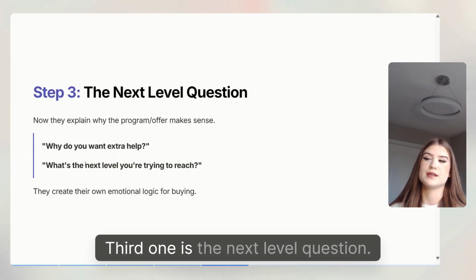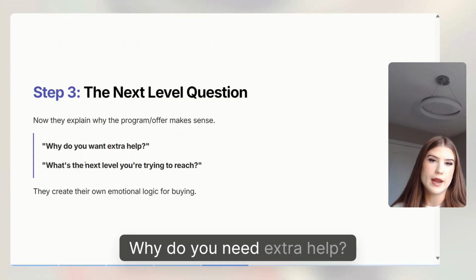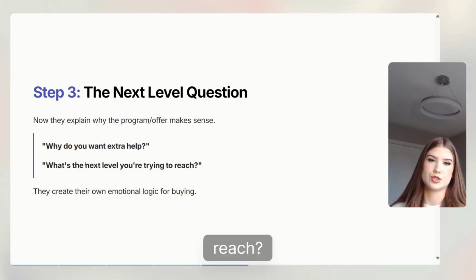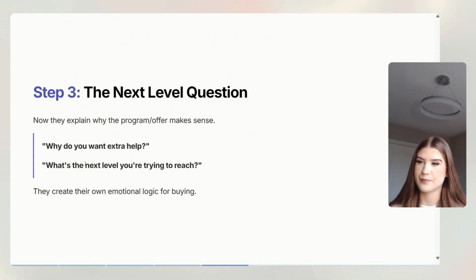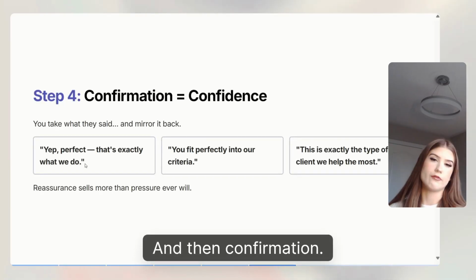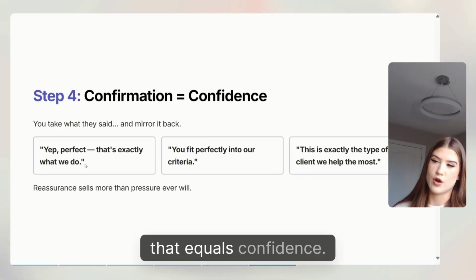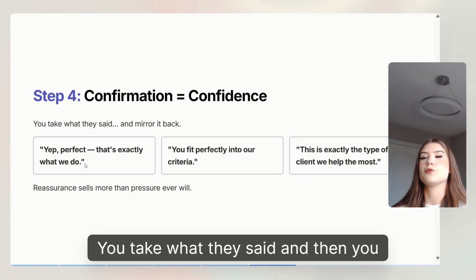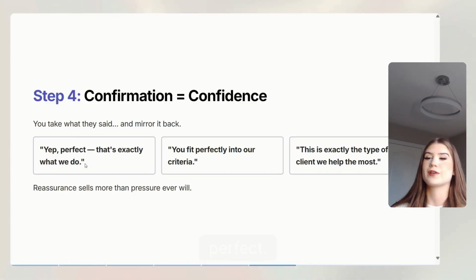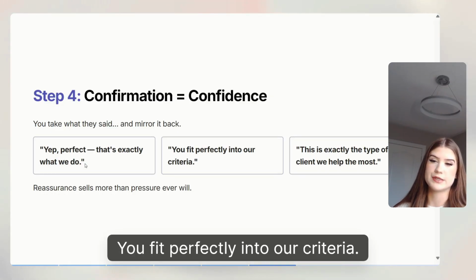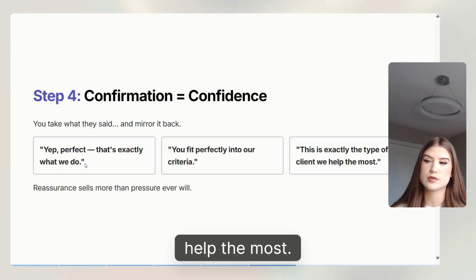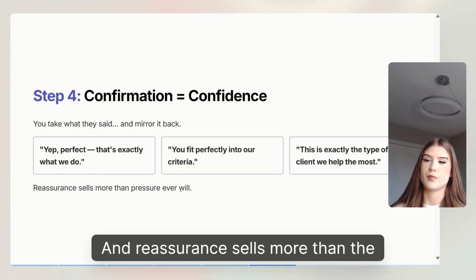Third one is the next level question. Why do you need extra help? What's the next level you're trying to reach? Have them talk about their goals, right? And then confirmation, and that equals confidence. You take what they said and then you mirror it back, like I just mentioned. "Yep, perfect. That's exactly what we do. You fit perfectly into our criteria. This is exactly the type of client we help the most." Reassurance sells more than pressure ever will.